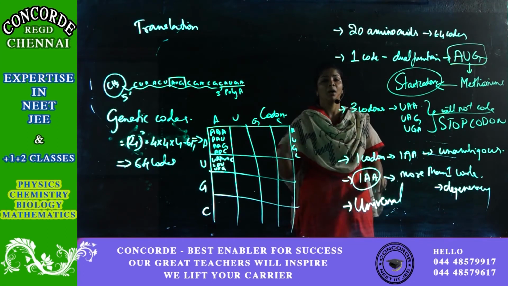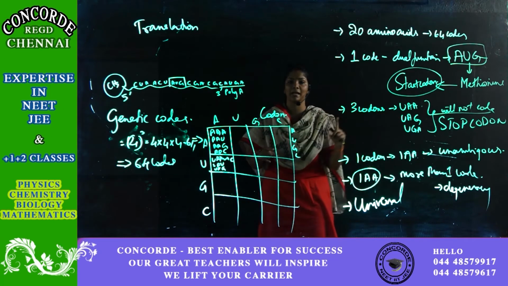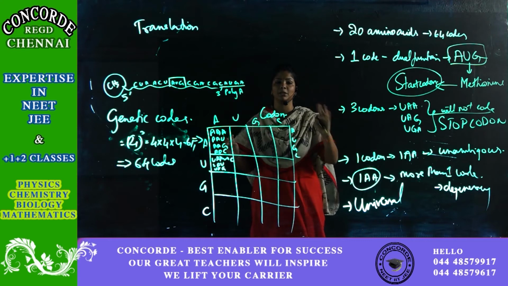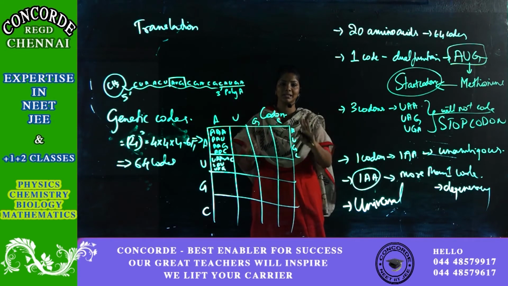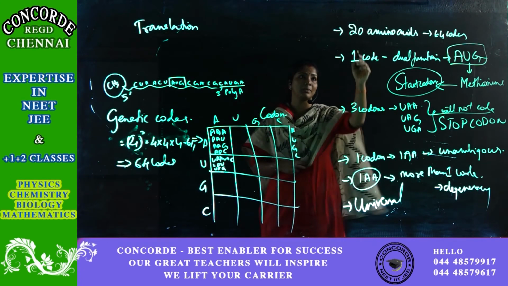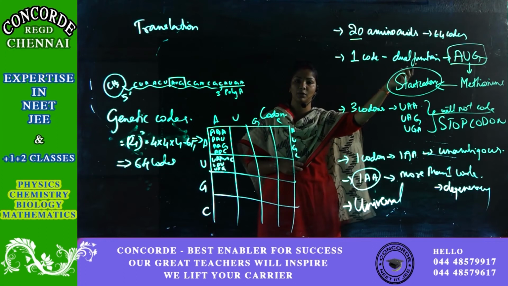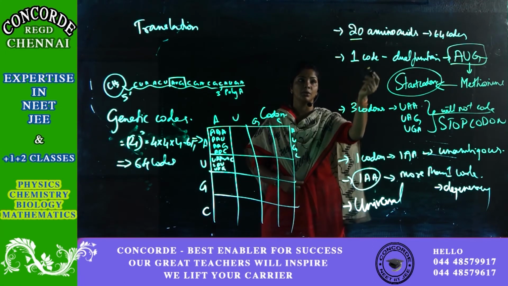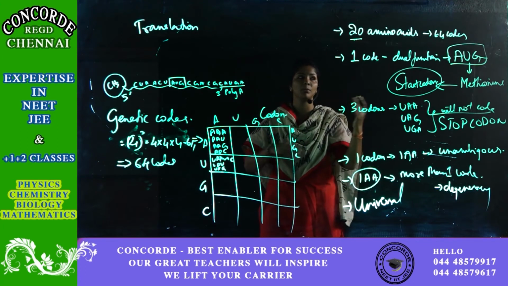Normally one codon will code for only one amino acid. If I say AUG, it's only for methionine. AUG is not for methionine and tyrosine, no. It is only for one. That is what I meant by unambiguous nature. But one amino acid, see, there are totally 20 amino acids, but there are 64 codes. 64 minus 3 is 61 codes. So one amino acid can have more than one codon.